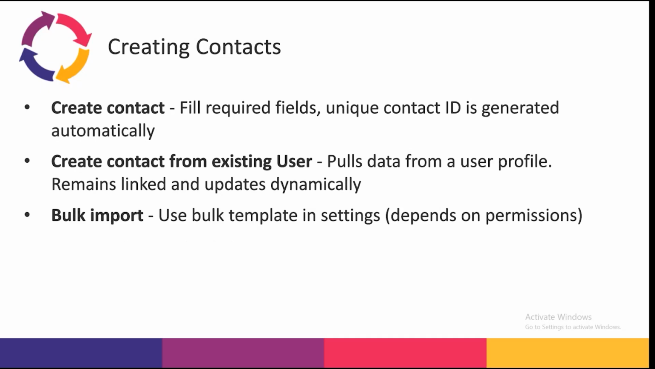Okay, so creating contacts, you have two specific ways of creating contacts. The first is that you fill required fields. A unique contact ID is generated automatically. The second way is you can create a contact from an existing user that exists on Zeit. That pulls data from the Zeit user profile, and it remains linked and updates dynamically. The bulk import, which we won't be looking at in too much detail today, uses the bulk template in the settings. We will go over how to do bulk actions in Zeit in next week's session.